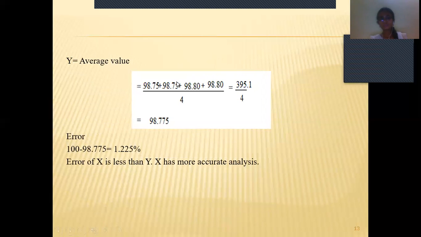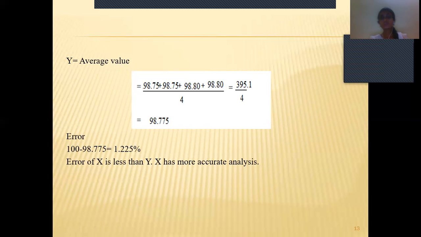And for Y, that is 98.75 plus 98.75 plus 98.80 plus 98.80. We add the 4 values and divide by 4. So we got 98.775. For the error, 100 minus 98.775: the true value minus the value we got after doing the experiment. So that is 1.225 percent.